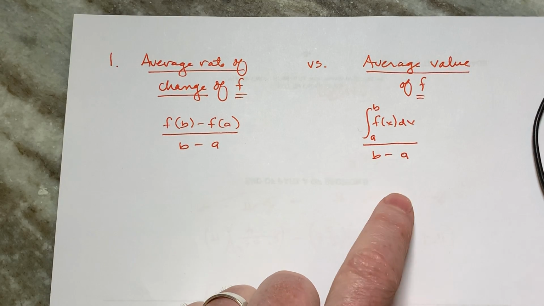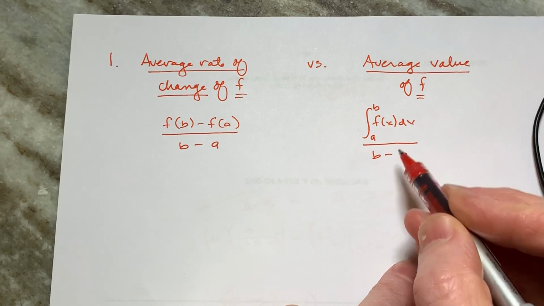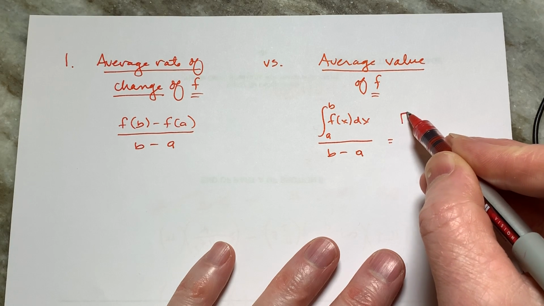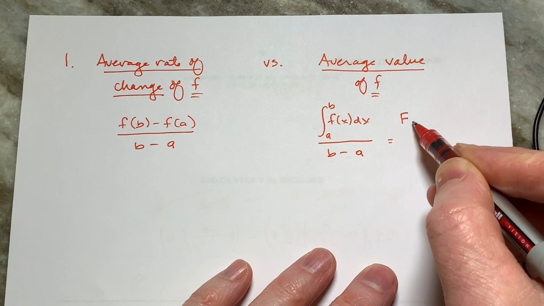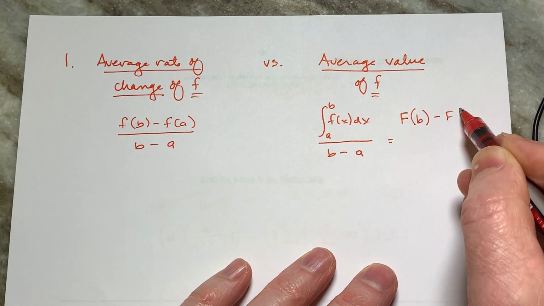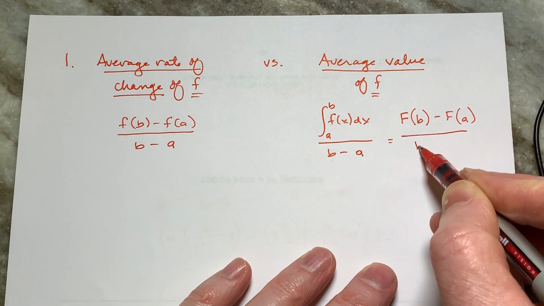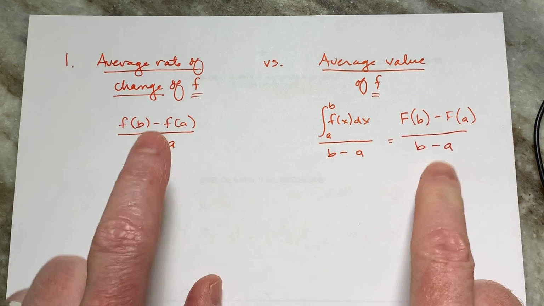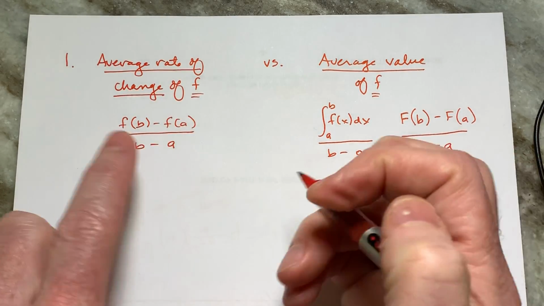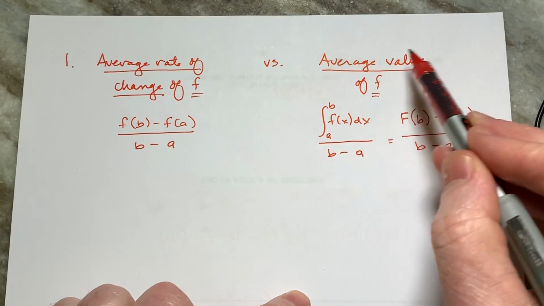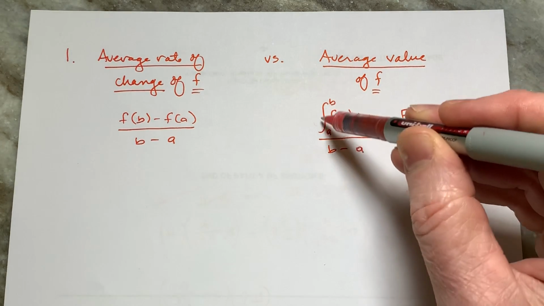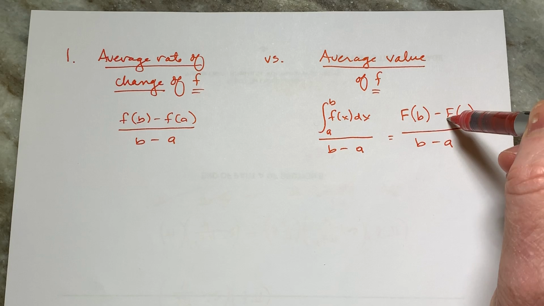The reason people mess these up is that if I integrate a function, I get a new function, let's call it big F, going from a to b. Which means big F of b minus big F of a over b minus a. And this is why people confuse them a lot. They go, oh, it's the same thing. No, it's not. One is the average rate of change of f, where I'm using f. For the average value of f, I'm not using f; I'm using the antiderivative, the integral of f. So I'm actually using a different function.